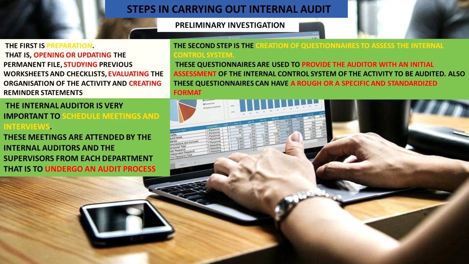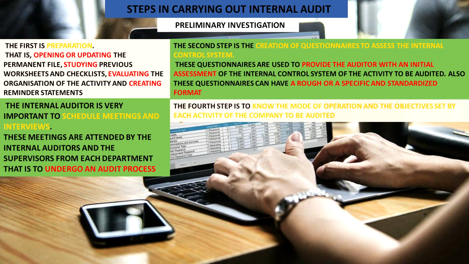Then, for the internal auditor it is very important to schedule meetings and interviews. These meetings are attended by the internal auditors and the supervisor from each department that is to undergo an audit process. The meetings and interviews should be held after each briefing, that is before the preliminary investigation begins. The fourth step is to know the mode of operation and the objectives set by each activity of the company to be audited. Typically, the information collected is the identification of specific projects in progress, the implementation of plans developed for possible future implementation, the delineation of organizational changes that have taken place recently or in the time since the previous audit, the extent and manner of transfer of authority and responsibilities, and the forms used to complete procedures.